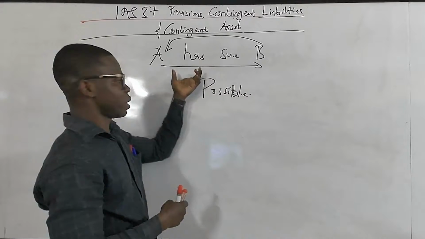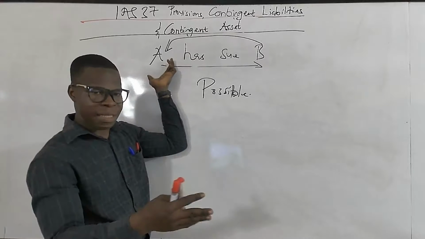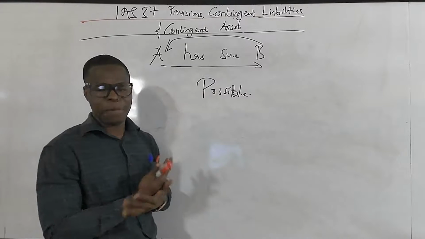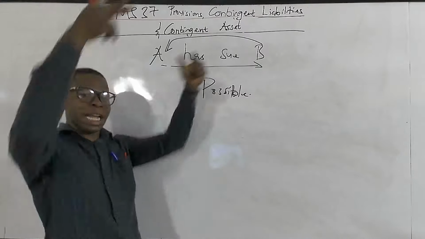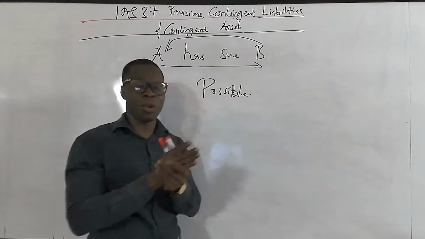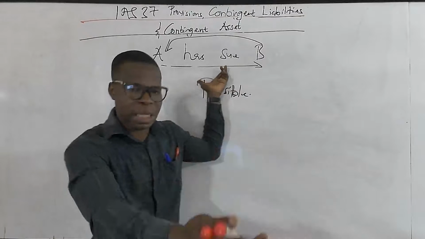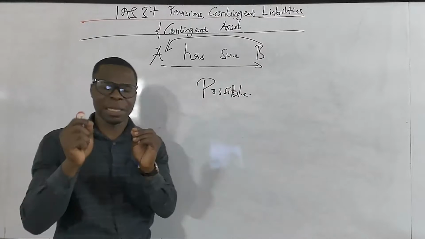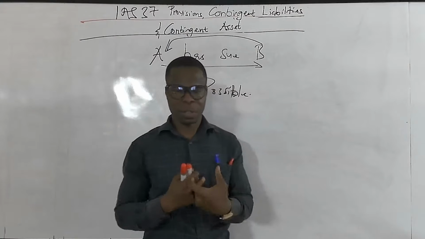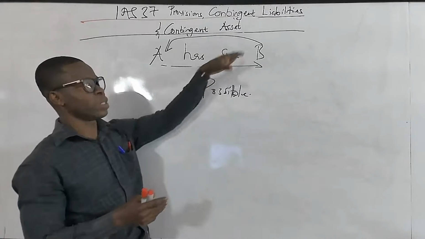So there is a lawsuit, and the lawyer of A is saying that it's not likely that they are going to win the case. If it's not likely that they are going to win the case, because of the future occurrence of that particular lawsuit, this does not give rise to provisions, but it gives rise to a contingent liability, because there is nothing like probability. It's not probable that there will be an outflow of economic benefit from the entity's resources. So if that's the case, then you are going to give rise to contingent liabilities.